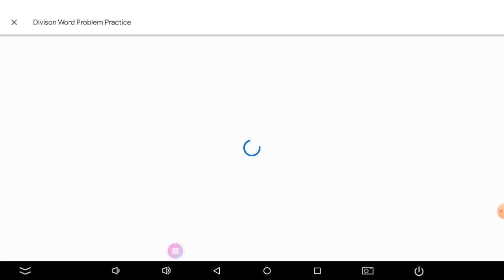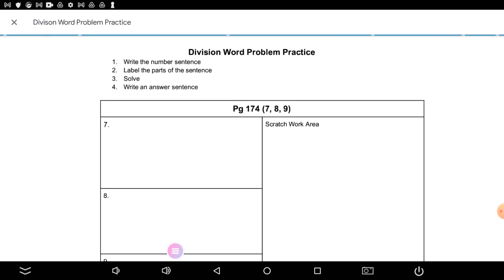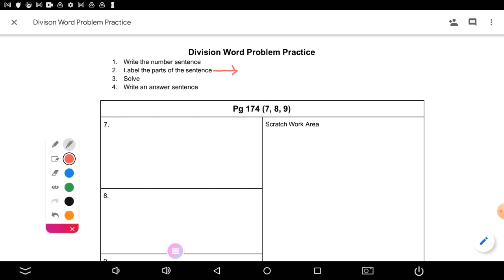Okay, so your homework paper will look like this. It says write the number sentence, label the parts of the sentence. What are our three parts that we're going to label? Do we label them divisor, dividend, and quotient? What do you think I'm wanting you to label them? Harper? Total, amount in each group, number of groups. Okay, so total, amount in each group, and what's the last one? Parker? We have amount in each group. And the number of groups.